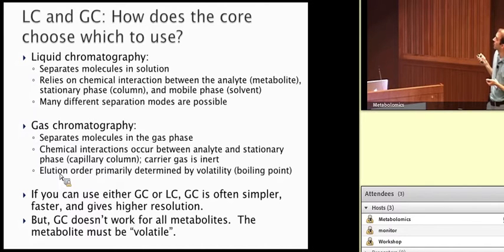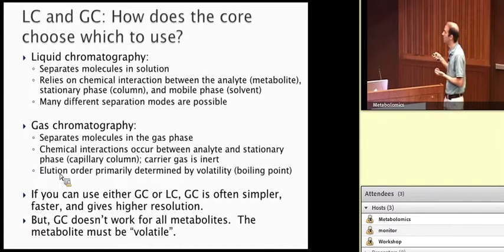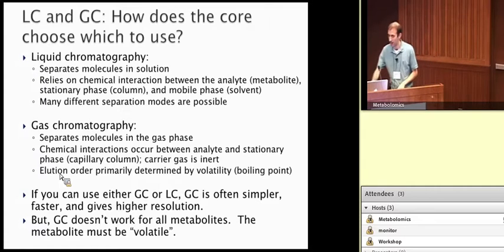So chemical interactions happen between the analyte and the stationary phase, which is a capillary column usually. The carrier gas is inert. It's something like helium or hydrogen. If you can use either GC or LC, usually GC is the simpler, faster, and higher resolution approach. So GC is great. It's just that it's not as universal as LC. Most metabolites from a biological entity are going to be in solution already. Putting them in the gas phase is a little bit of a trick in some cases. So the metabolite must be volatile or made volatile in the process.